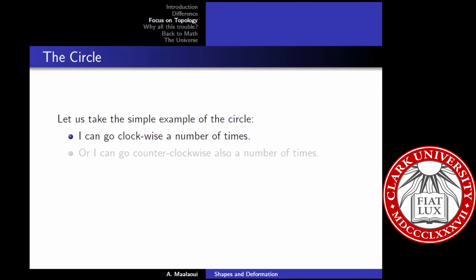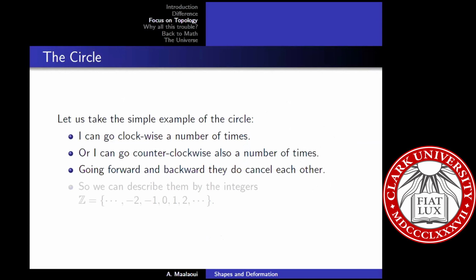All right. Let us start with something simple to just have an idea about what's going on. Let us take the example of a circle. You can go around it clockwise a number of times or counterclockwise a number of times, knowing that going forward and backward will cancel these loops. They cancel each other. So we can describe these loops by the integers. If I say k or 3, that means I went 3 times clockwise. -2, I went 2 times counterclockwise. So I can describe them by the integers.